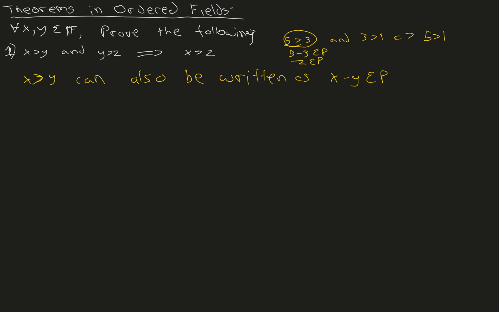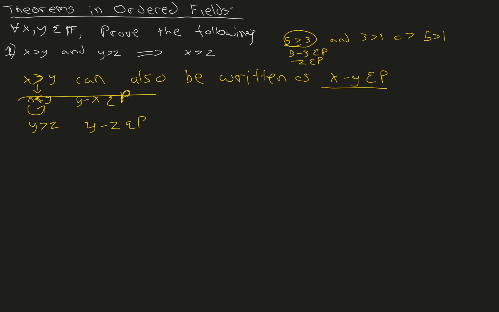So x greater than y can also be written as x minus y is in P. If x was less than y, then we would write it as y minus x is in P. So whatever direction the arrow is pointing at, we take the element on the opposite side of the arrow. So we write it as y minus x is in P. So x greater than y can also be written as x minus y is in P, and y greater than z can be written as y minus z is in P.